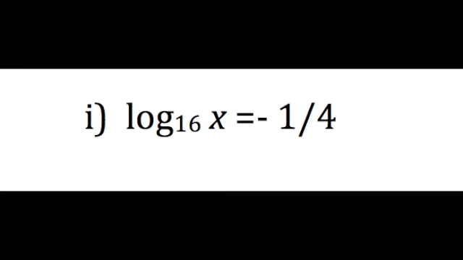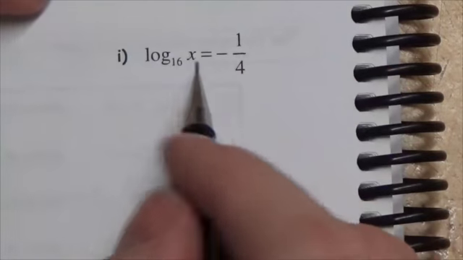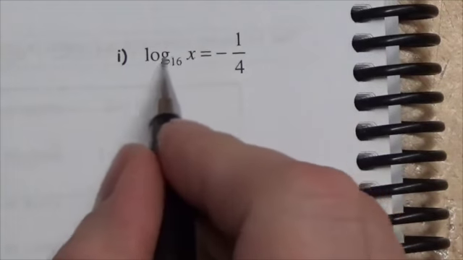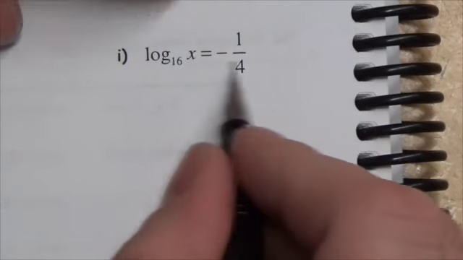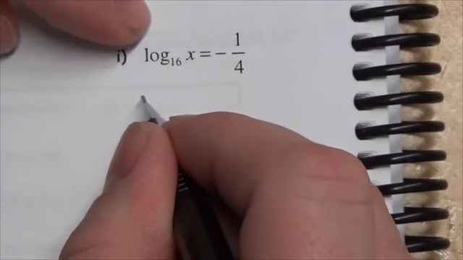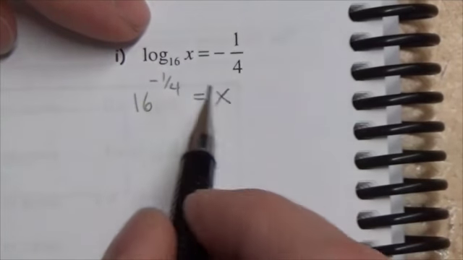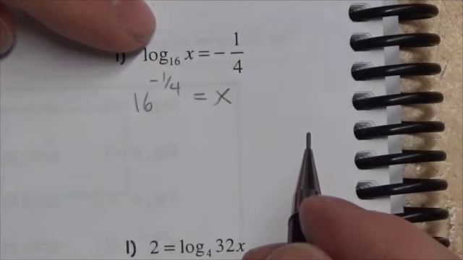Log base 16 of x equals -1/4. All right, with this question, we're back to something that is clearly a logarithmic equation because the variable is inside the logarithm. Okay, it's not part of the logarithmic expression, it's right there. So now we're going to convert this to the exponential. So 16 to the -1/4 is going to equal x. Okay, base to the exponent is going to equal whatever we're taking the log of.